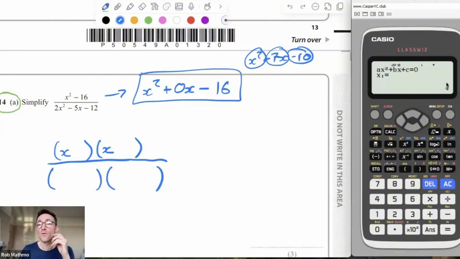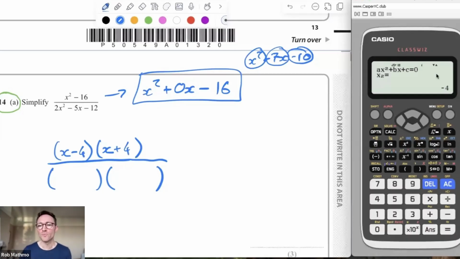Whatever your answer is here, you flip the sign and stick it in the bracket. So if it's 4, you put x minus 4. We don't have time to talk about why. Doesn't matter. Just do it. If you hit equals again, you get another answer. Now, this answer is minus 4. So what you're going to do is flip the sign to make it plus 4. And now you've factorized it.